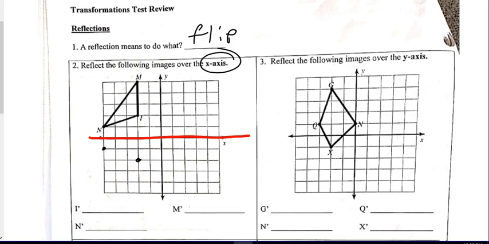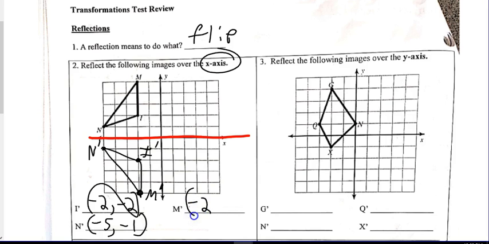And then m is right here. 5 above, so 5 below. So this is n prime, I prime, and m prime. So I prime, instead of being at -2, 2, is at -2, -2. N prime, instead of being at 1, 5, is going to be at -5, -1. And m, instead of being at -2, 5, is going to be at -2, -5.